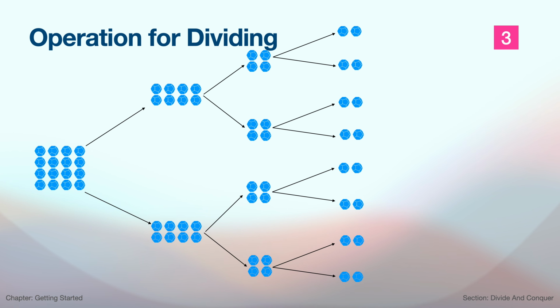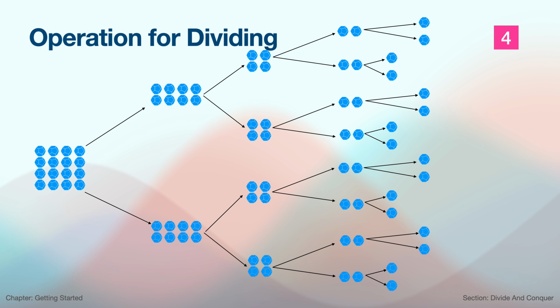Now I have a total of 8 sets and each set has 2 balls. Now I divide one more time, because each set has 2 balls, I can still divide into 2. Now I have a total of 16 sets. Each set has just one ball and I cannot divide further. You can see I have divided 16 four times until there is just one element in a set.